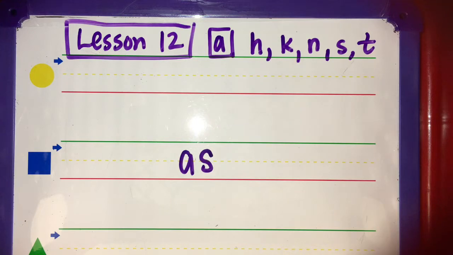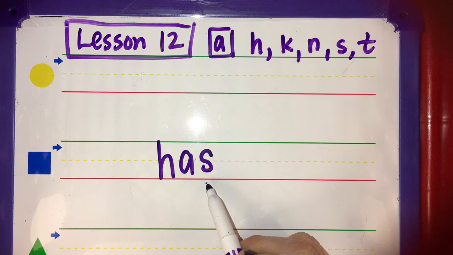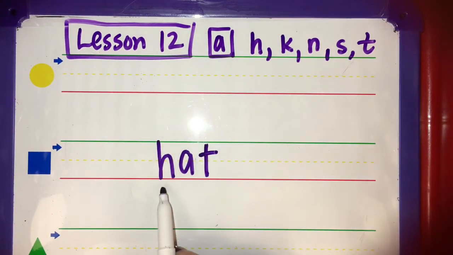Now I'm going to add one letter to make the word has. Get ready to segment. As. Has. I already have the as, so to this I just need to add the H. As. Has. For our next word, we're going to change one letter. We're going to make the word hat. Get ready to segment. At. Hat. I see that one letter is different, one sound is different, so I'm going to erase the S, change it to a T. At. Hat.